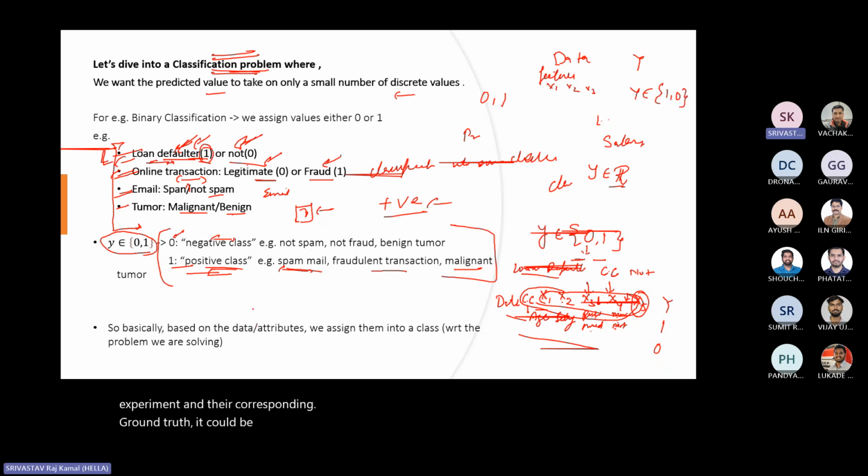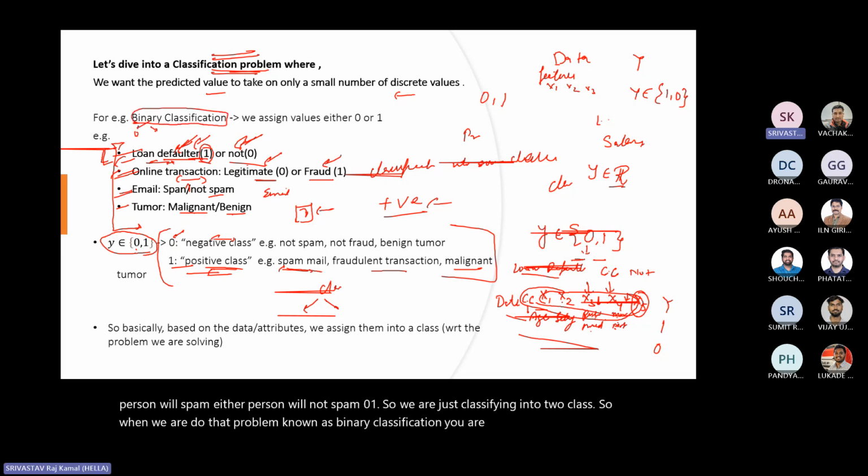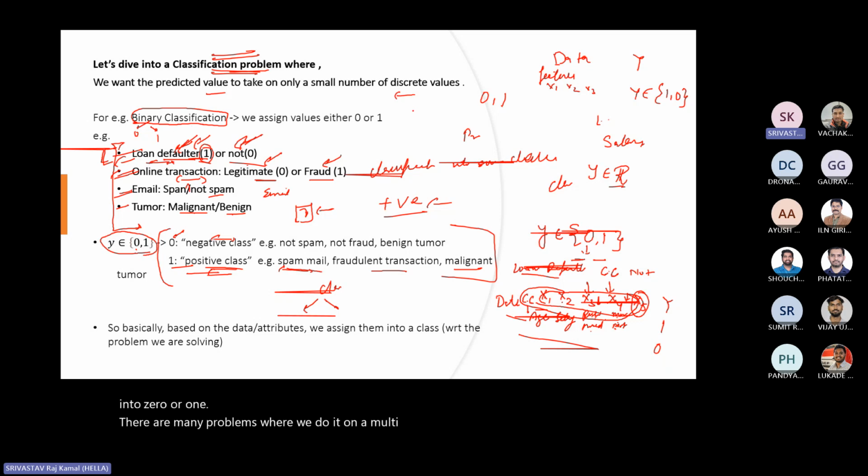Right now we are just dealing with two classes. Either a person will default or will not default, 0 or 1. So we are just classifying into two classes, and when we do that, that problem is known as binary classification. You are binary classifying it either into 0 or 1. There are many problems where we do it on a multiple level, where the y lies into maybe 0, 1, 2 categories.